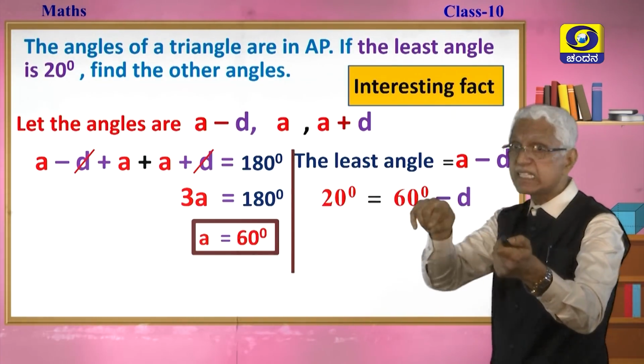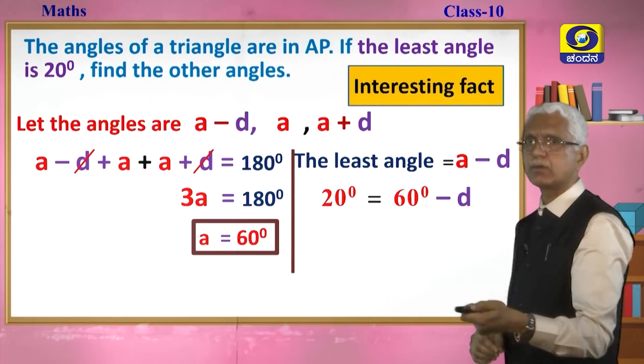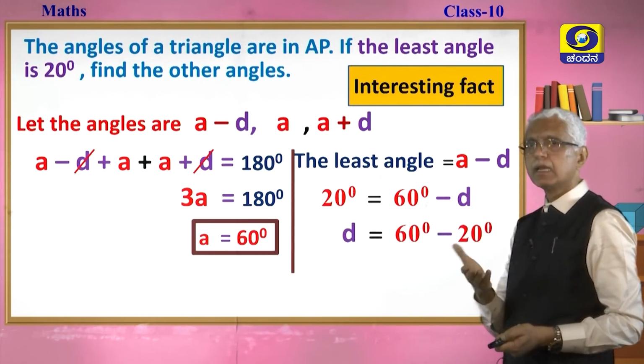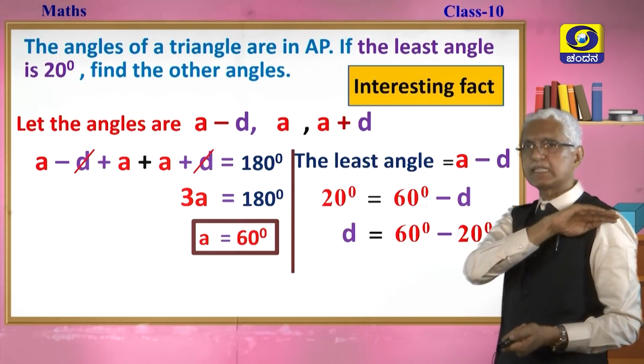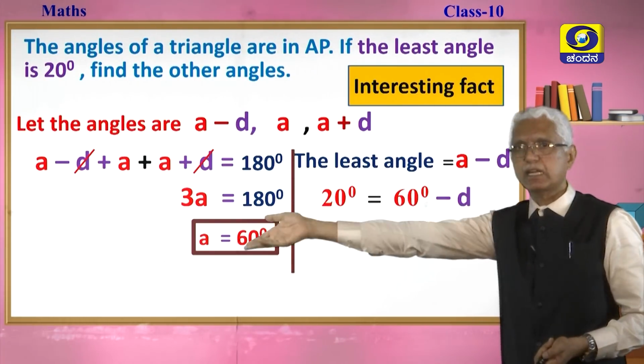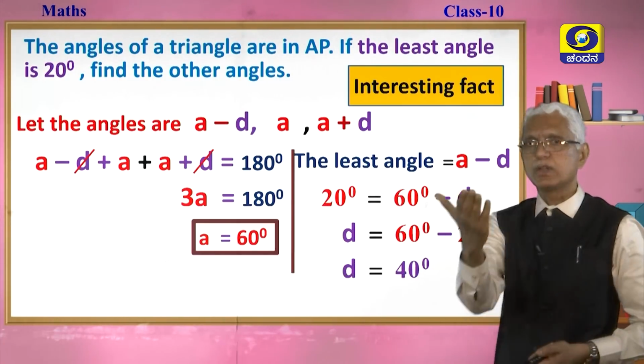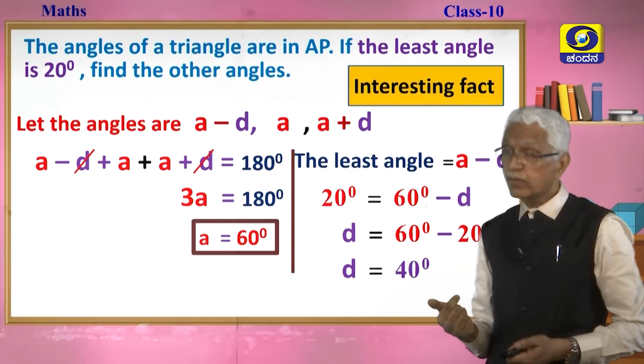They have given you the least angle as 20. 20 is equal to, in place of a substitute 60, 60 minus d, correct. Minus d is brought to the left hand side, becomes plus d, 20 is taken to the right hand side, 60 minus 20, d is equal to 40. So, a is equal to 60, d is equal to 40.